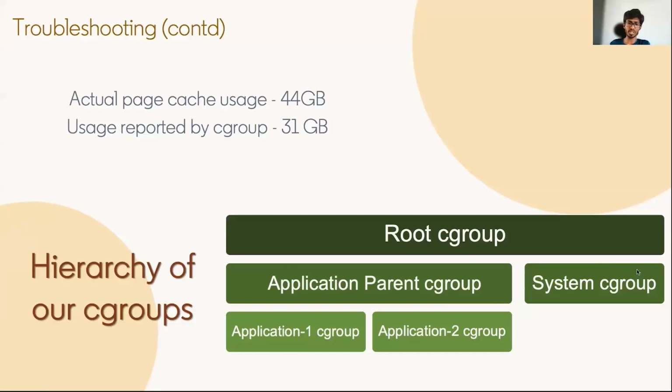And both the system C group and the application parent C group are unbounded C groups. What that means is that we don't put any limits on them. They can grow however much they want. But the application C group is not that way. We do put limits on them, and we expect them to kill off the application or throttle them based on what is set if it exceeds the resource usage.